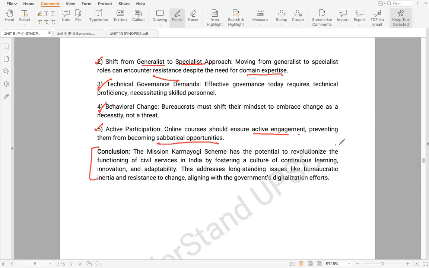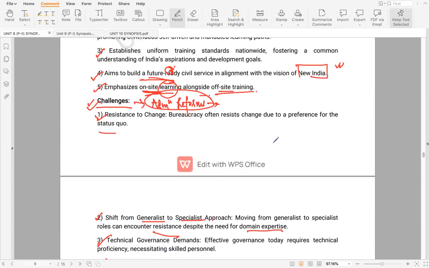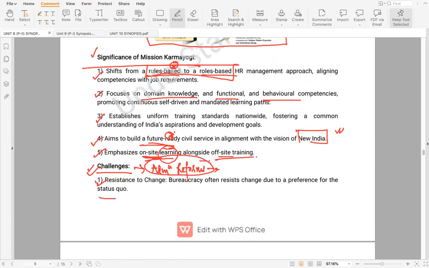What would be the conclusion? The Mission Karmayogi scheme has the potential to revolutionize the functioning of civil services in India by fostering a culture of continuous learning, innovation, and adaptability. This addresses long-standing issues, and you can talk about the negatives of the bureaucracy, which is bureaucratic inertia and resistance to change, aligning with the government's digitalization efforts. And the keyword being the three competencies that you want to bring about: knowledge, functional, and behavioral competencies.